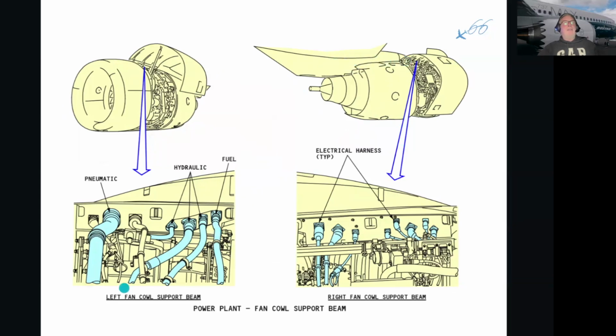Okay, so on the left-hand side, you'll have all the liquids and the gases. You have the fuel lines, the hydraulic lines, the pneumatic, the bleed air going from the engine into the aircraft and then eventually to the pack. And on the right-hand side of the cowl, you'll have all the electrical cables, all the electrical plugs, the electrical power, and the EEC connections. Anything electrical is on the right-hand side.